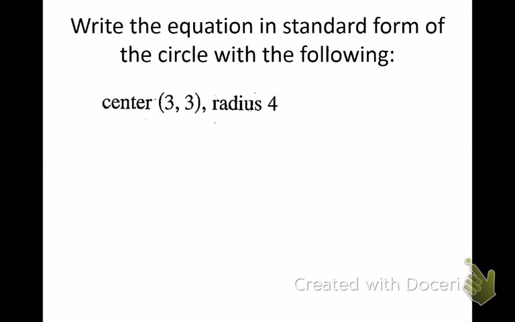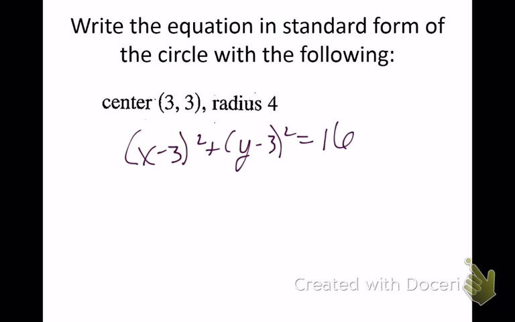All right, you try. Write the equation given the information. And you should get that. Okay, change the signs. X minus 3, y minus 3. And then you square that 4 to get 16, and that's your radius squared. And that's the equation. Okay?